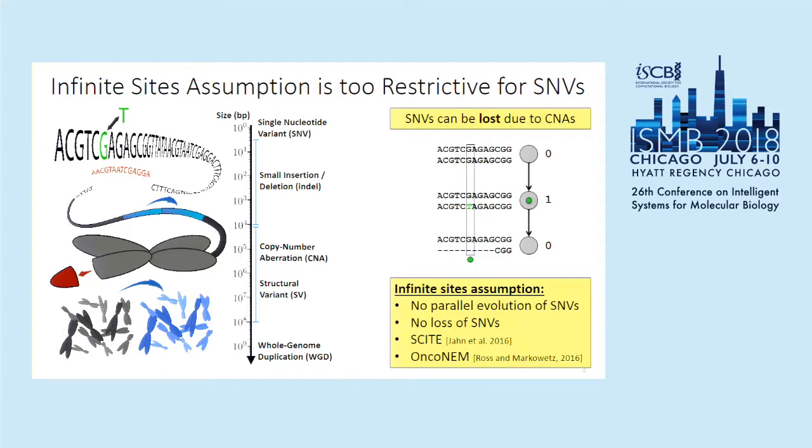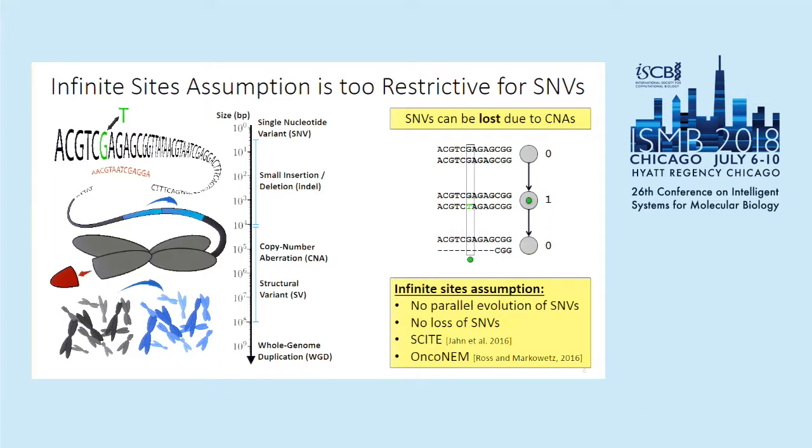So for instance, you could get an SNV, so a single base changes, this G over here changes into a T. So you go from 0, which is the normal, to 1. And then you have a completely different event, like an indel, or a larger chromosomal loss, where you delete the mutation. So this is not a back mutation, this is a loss because of a copy number aberration.